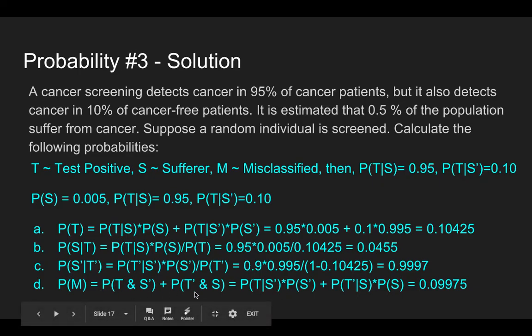Does that help your question? I think she's trying to ask why isn't it just p of t given s bar plus probability of t bar given s. The idea is that what you want is the total percentage of people who would be misclassified positive and misclassified negative, and you'll want to add those together. The conditional doesn't give you that.